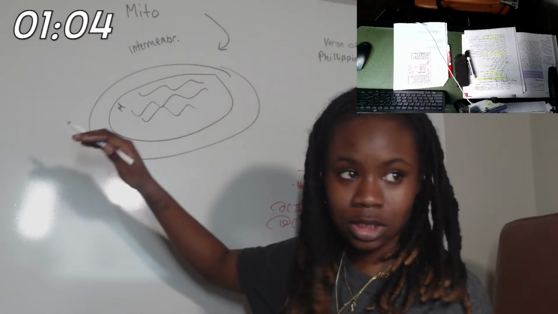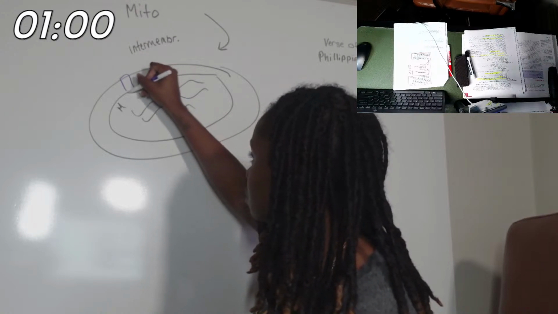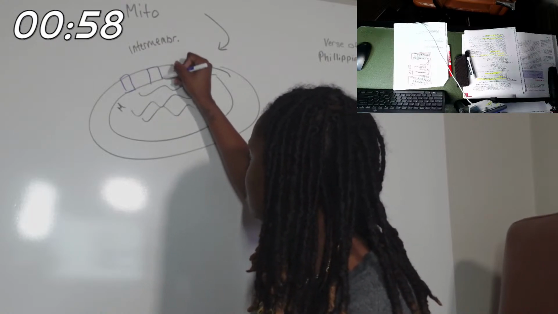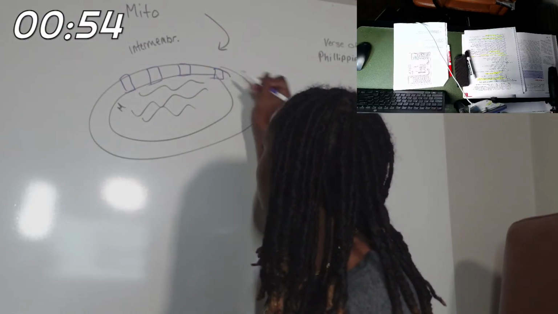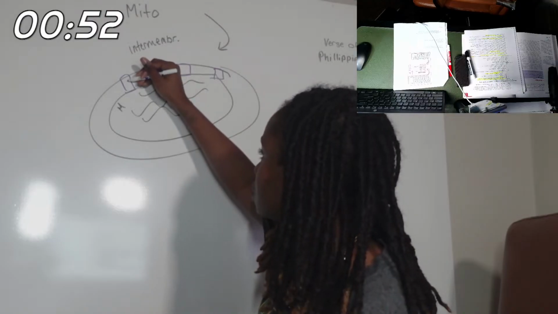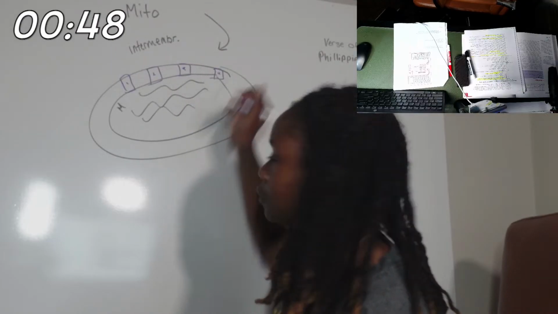We have our matrix. Intermembrane space, matrix. Okay? The electron transport chain is here. Make these little boxes. Okay, these are our complexes. We got 1, 2, 3, and 4.